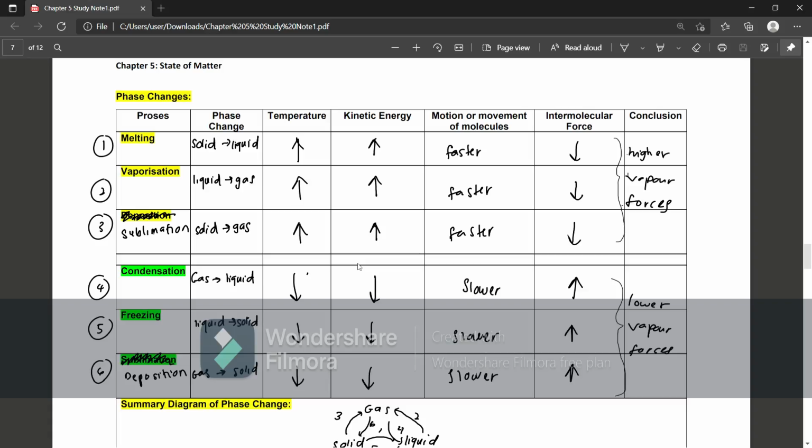Bukan. Ha? Semua ni. Sekali-sekali. Sekali-kali.